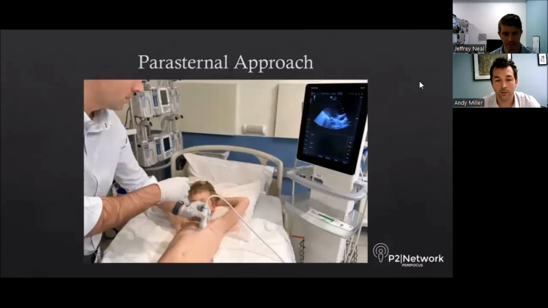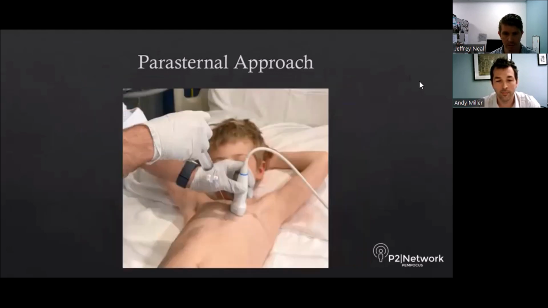The parasternal approach is shown here as well, in which you place the needle perpendicular to the skin and advance in the parasternal region to access the fluid. This is a zoomed in view of this.